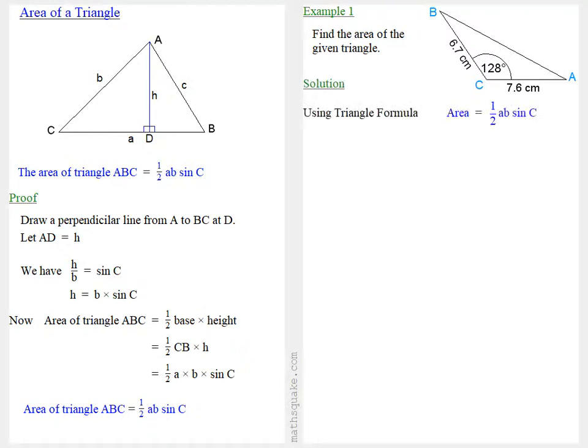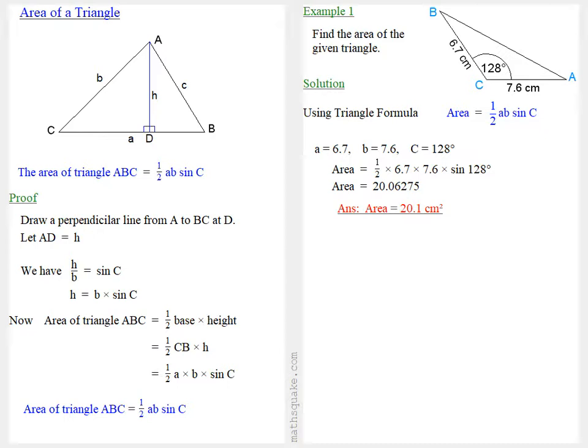Well, to solve it we can use the triangle formula. The area is a half times a times b times sine C. Now we've got a is 6.7, b is 7.6 and C is 128 degrees. So the area is equal to a half times 6.7 times 7.6 times the sine of 128. Well, we can type that into a calculator and we get 20.06275. So if we round that off to one decimal place, we get the area is equal to 20.1 square centimetres.